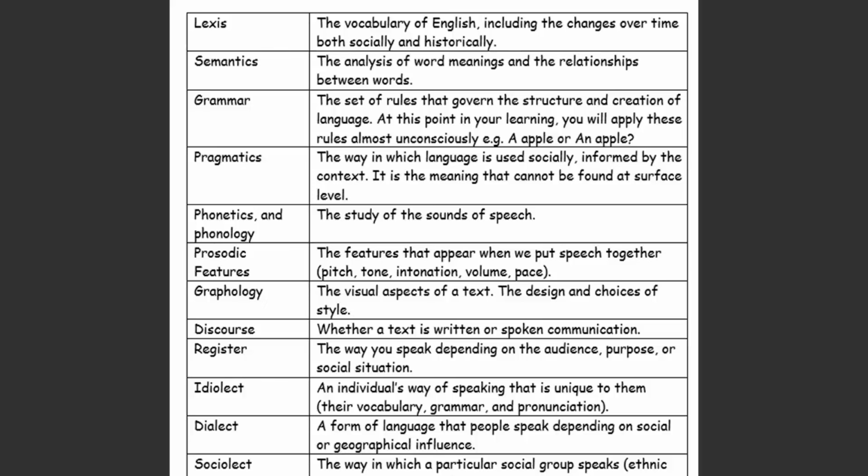Idiolect, which is an individual's way of speaking that is unique to them, so their vocabulary, their grammar, their pronunciation. Dialect, a form of language that people speak depending on social or geographical influence. And sociolect, slightly cut off on the screen there, but the way in which a particular social group speaks, so ethnic groups or teenagers, that kind of thing.